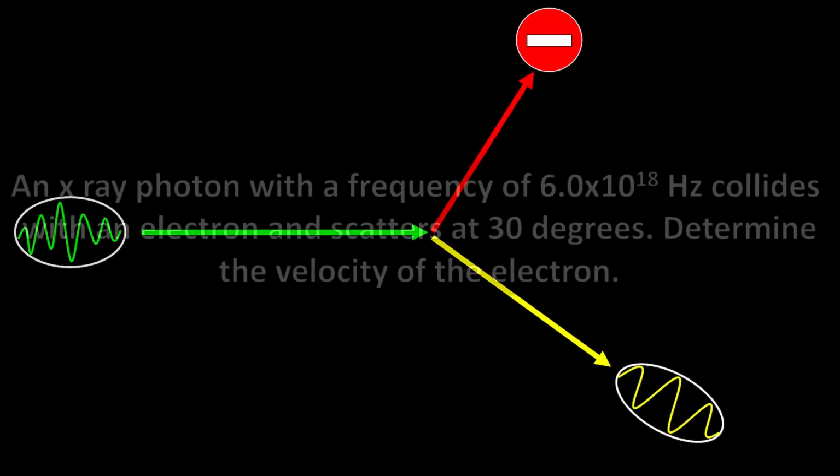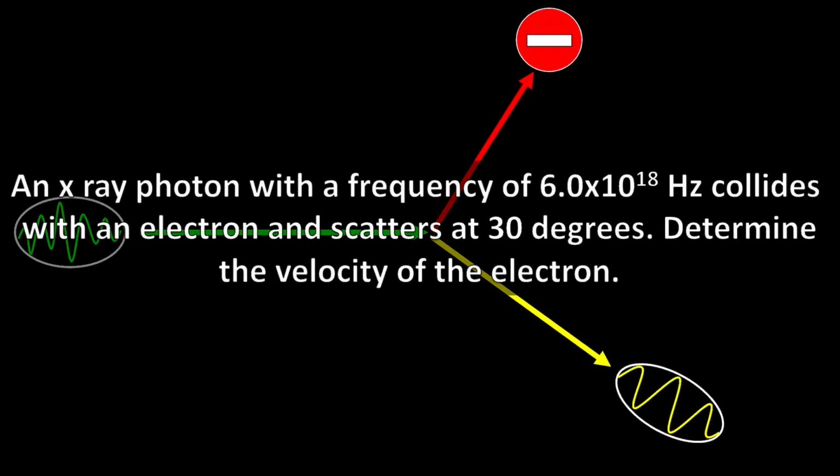It's going to be a fair amount of calculating, but we'll go through it in each step. The example we're going to look at says that an X-ray photon with a frequency of 6.0 times 10 to the 18 hertz collides with an electron and scatters at 30 degrees. That's the X-ray photon. Determine the velocity of the electron.